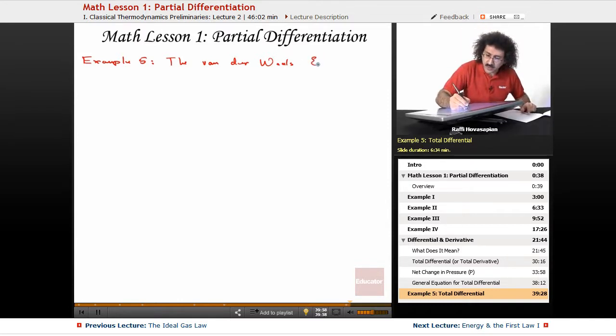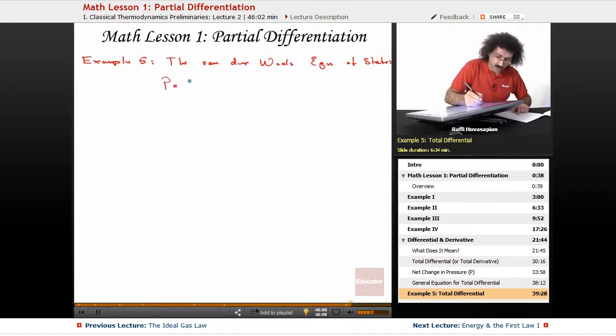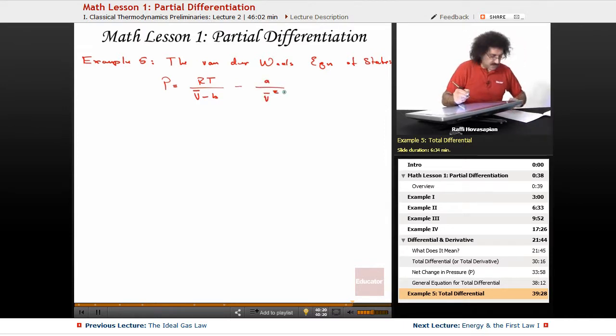So the van der Waals equation of state, and again, it's an equation of state because it gives you the state of a particular system. I'm going to write it in this form: P = RT over V minus B, minus A over V squared. Okay. Find dP, the total differential.